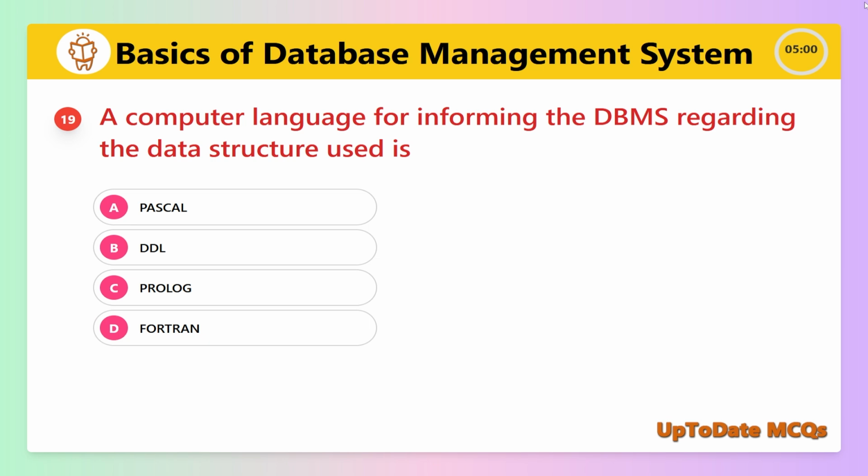A computer language for informing the DBMS regarding the data structure used is: A. Pascal. B. DDL. C. Prolog. D. Fortran. The correct answer is option number B, DDL.